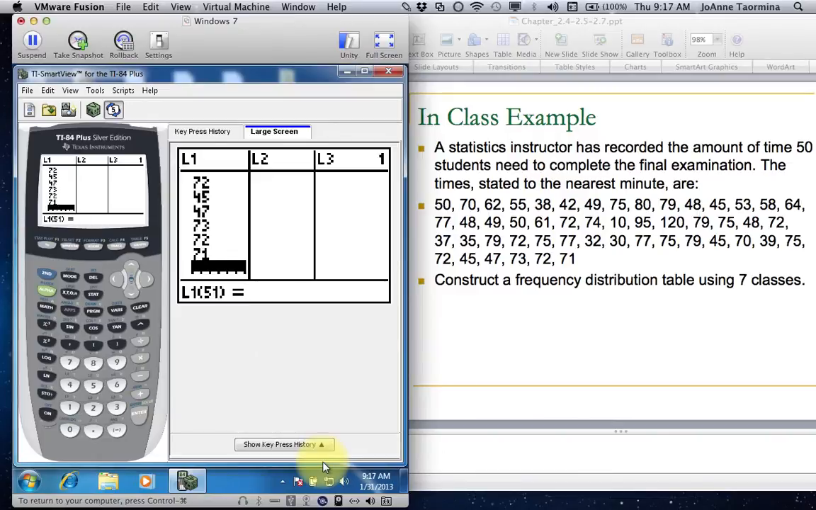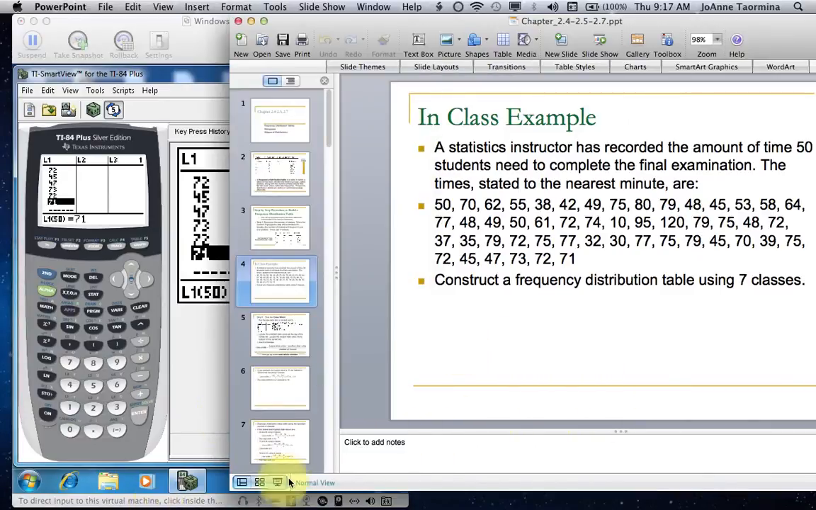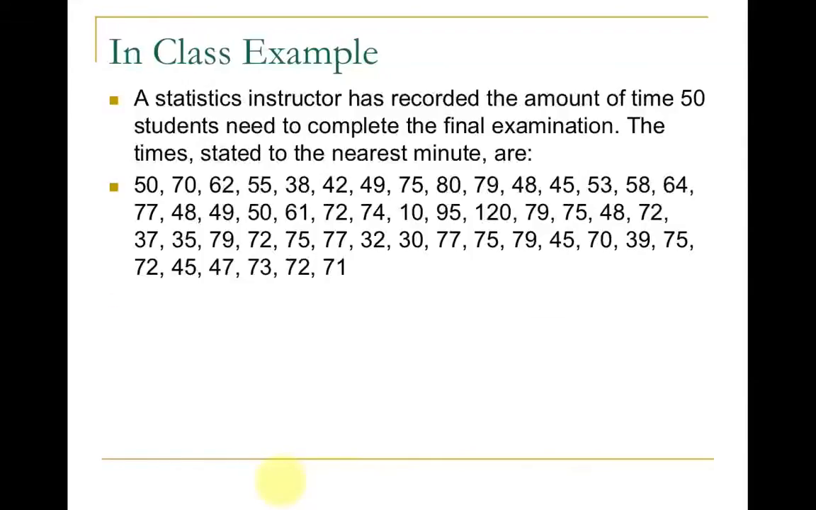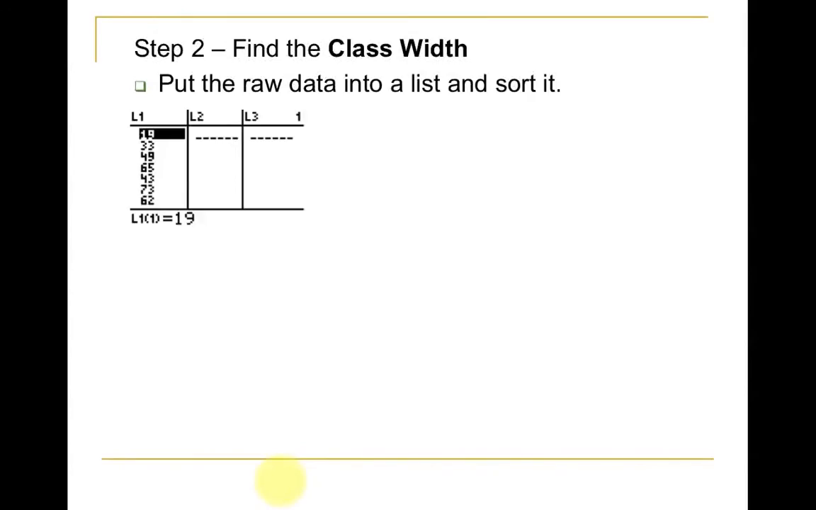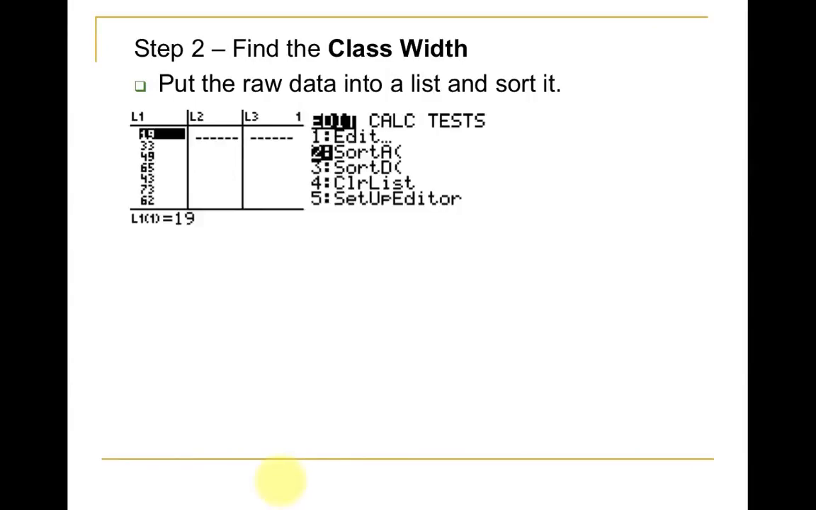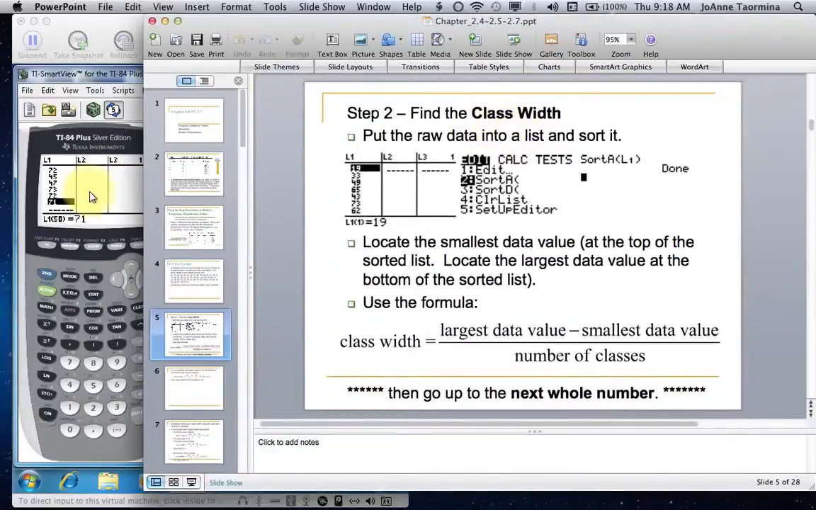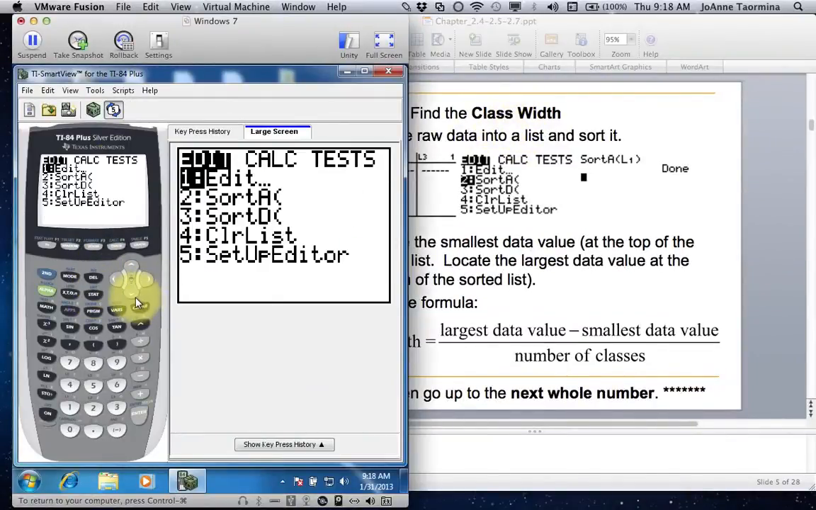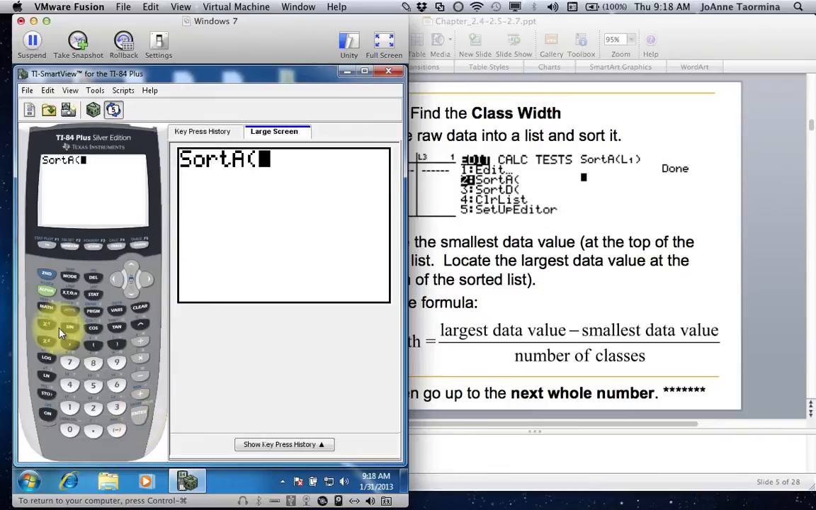Okay, so I've put the 50 data values into a list, and we're going to sort the list now. So if you remember how to sort, you have to press the Stat key, go to number 2, Sort Ascending, and sort list 1. So I'll do that too. Stat, Sort Ascending, specify list 1, which is used by hitting the second key and then the 1.